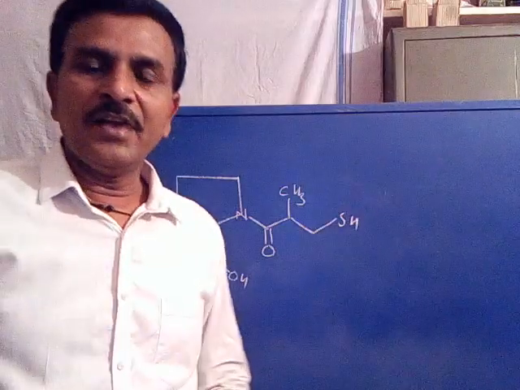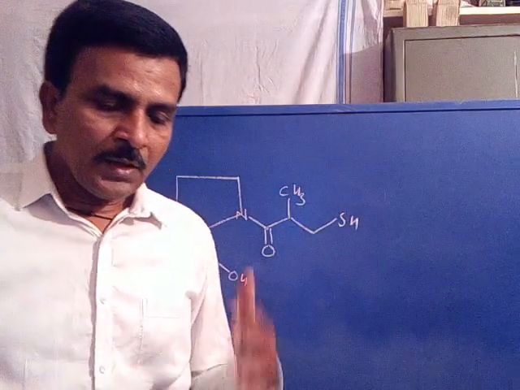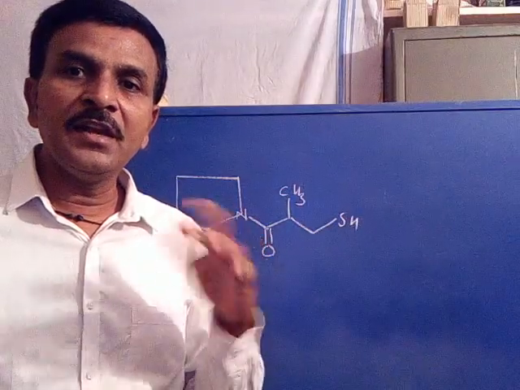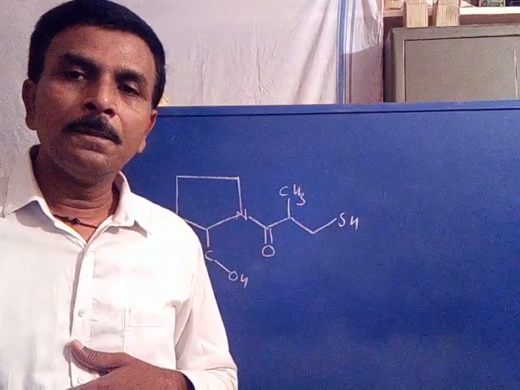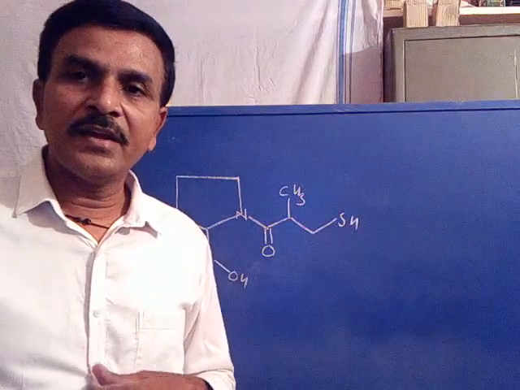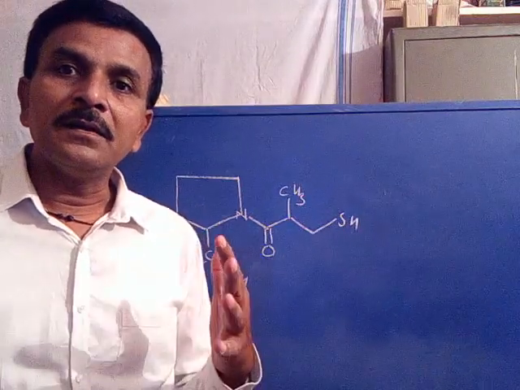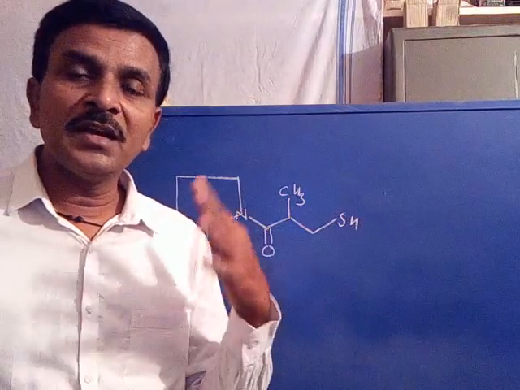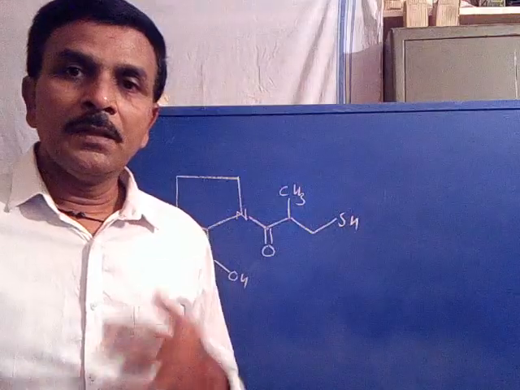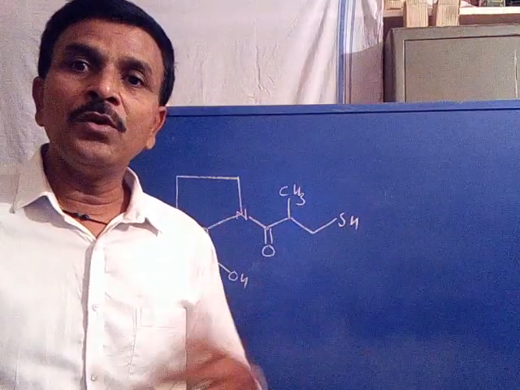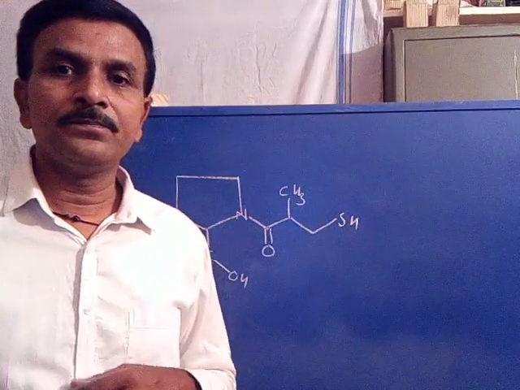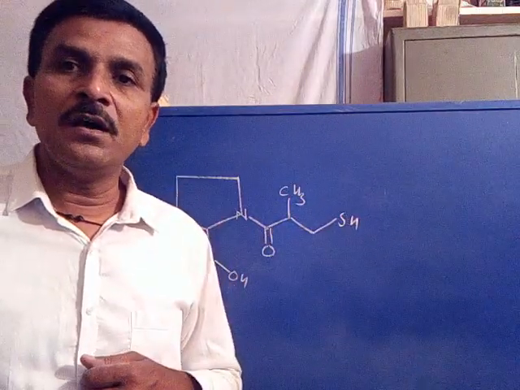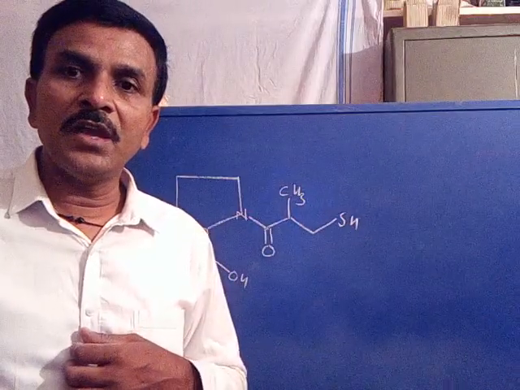Now, let's see its mechanism of action. Captopril binds with angiotensin converting enzyme. It is an enzyme inhibitory drug used for anti-hypertensive activity. It inhibits the activity of angiotensin converting enzyme by binding with it, where the enzyme contains a zinc 2+ ion.